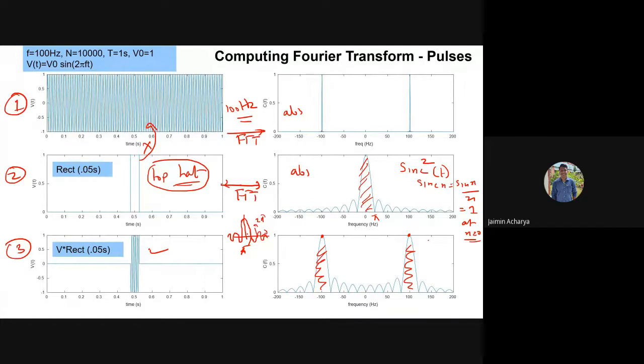Yes, sir. Got it. But if the size of the rectangular function is broader, then the width of the frequency spectrum will be smaller. The larger the rectangular function, in fact, you can use MATLAB and see.